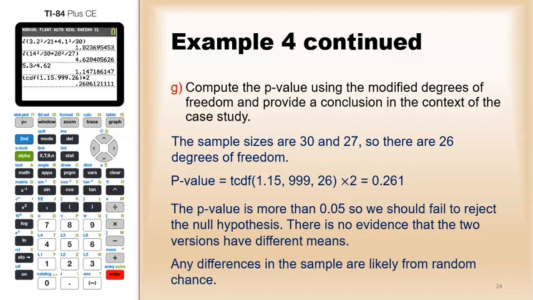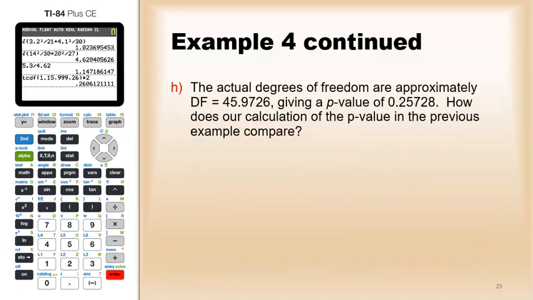random chance. And one note: the actual degrees of freedom are approximately 45.9726, and the p-value is 0.25728. So both the one I computed with the other degrees of freedom and the one with the actual degrees of freedom come out to be p-values of 0.26.